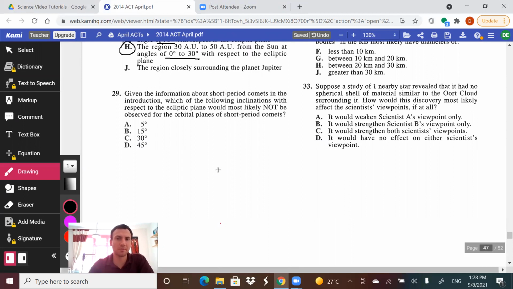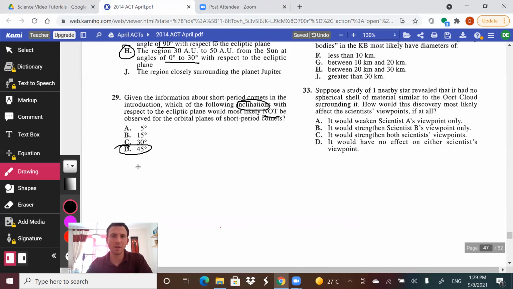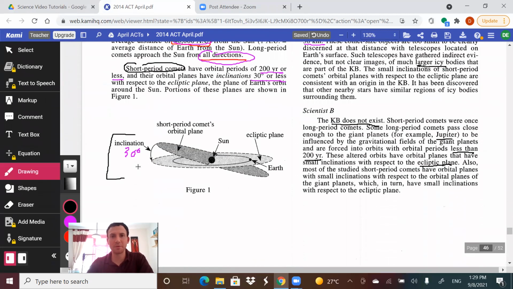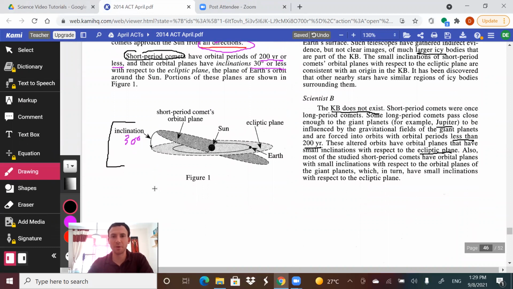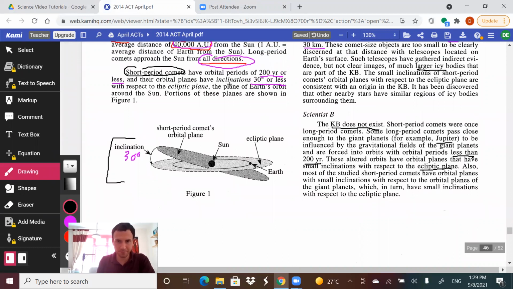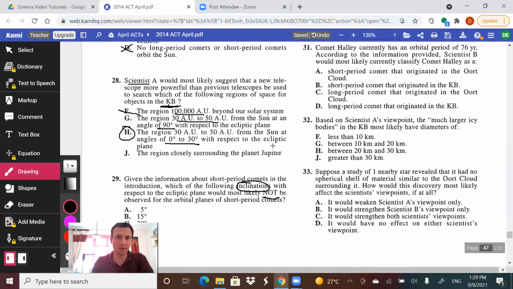Okay. 29, given the information about short period comets in the introduction, which of the following inclinations with respect to the ecliptic plane would most likely not be observed for the orbital planes of short period comets? In other words, what inclination from the ecliptic plane would we not find short period comets? And this one, we don't even need to look back. It's 45 degrees, right? Because the introduction tells us that 30 degrees within the ecliptic plane is where we find the short period comets, 30 degrees or less. And sure enough, that's where we find it.